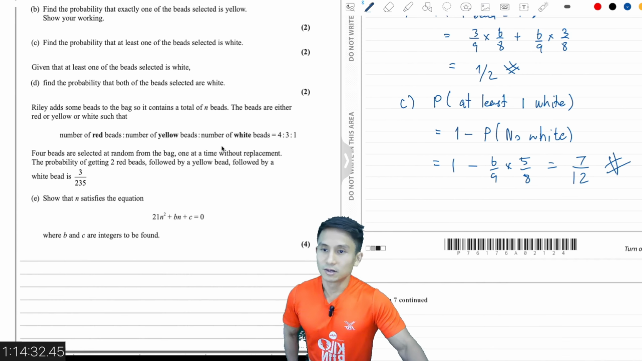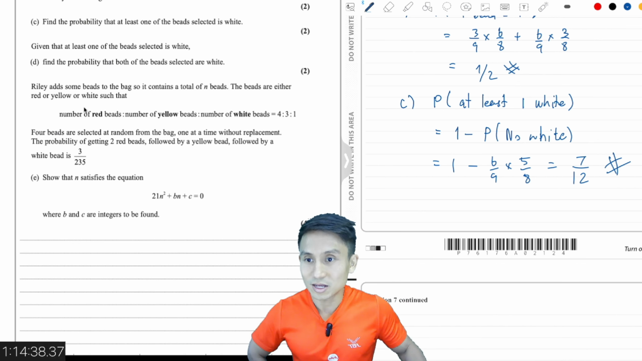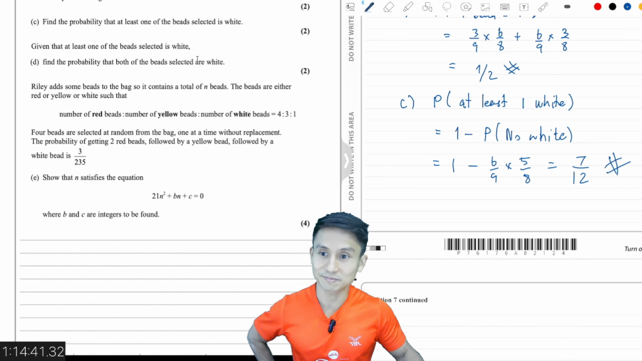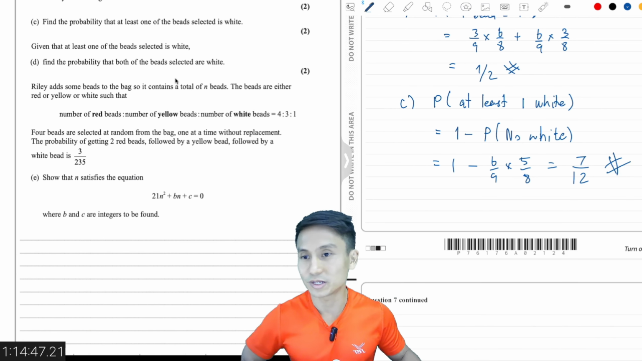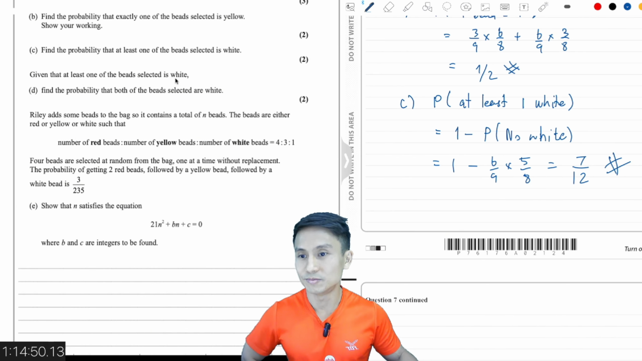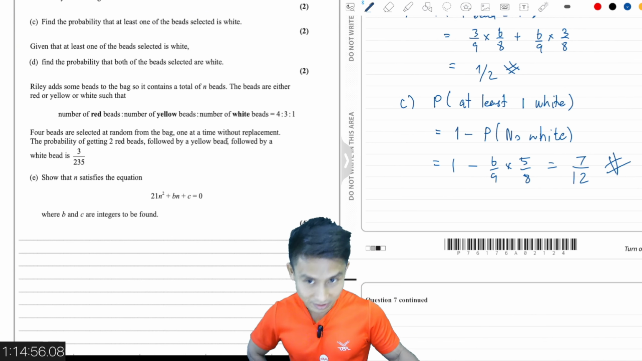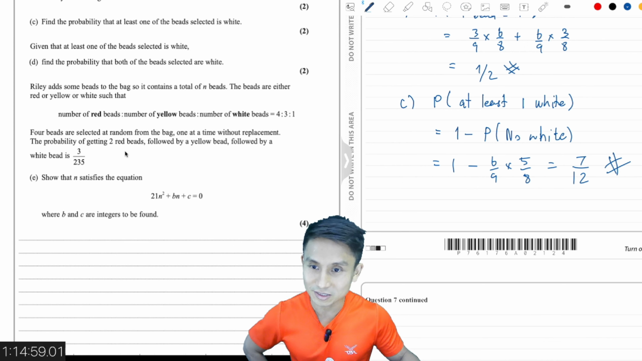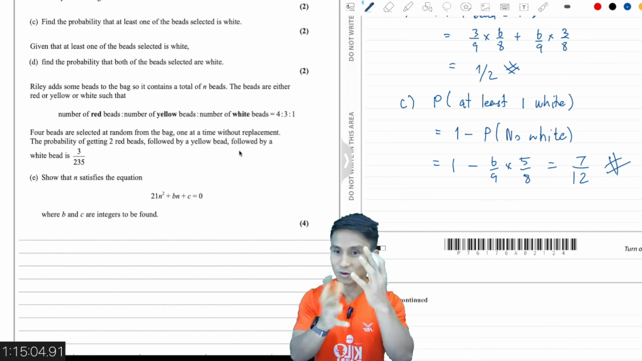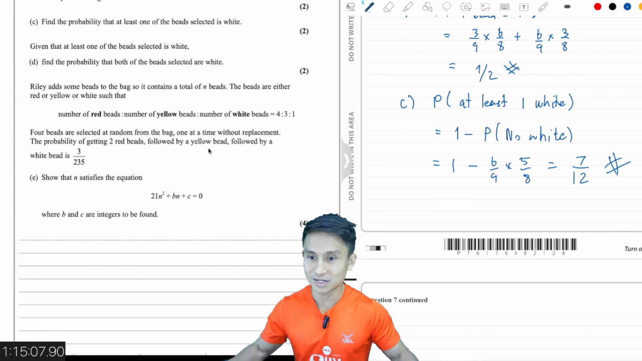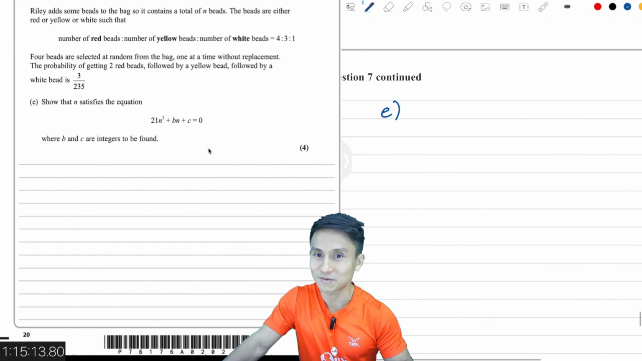Instead, Riley adds some beads to the bag, so it contains a total number of n beads. The beads are either red or yellow or white, such that the number of red beads, yellow beads, and white beads are in the ratio 4 to 3 to 1. Four beads are selected at random from the bag, one at a time without replacement. The probability of getting 2 red beads followed by a yellow bead followed by a white bead. So this is in order; you can't swap. Show that n satisfies the equation. And that's the end of the paper. We are not asked to find anything there.